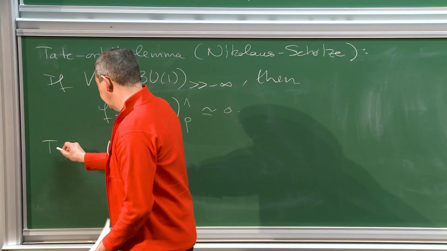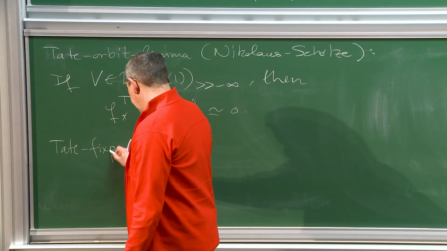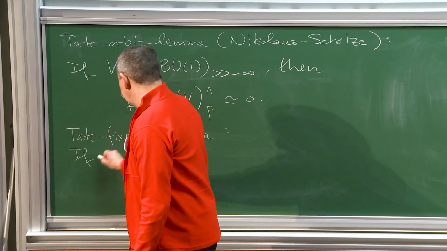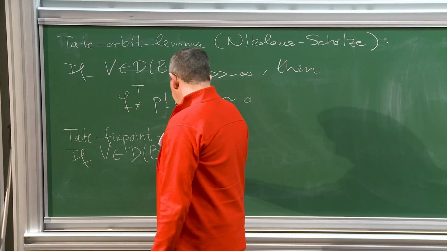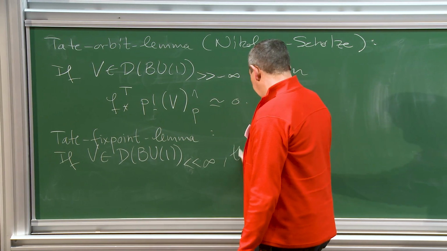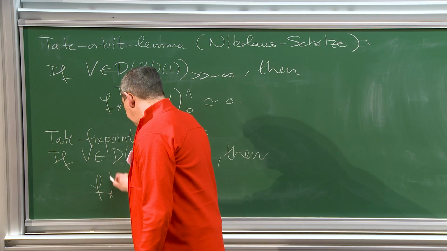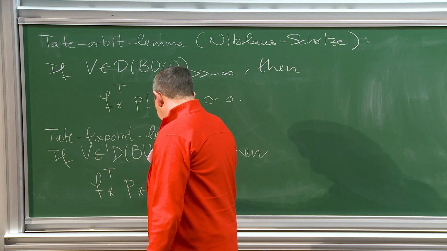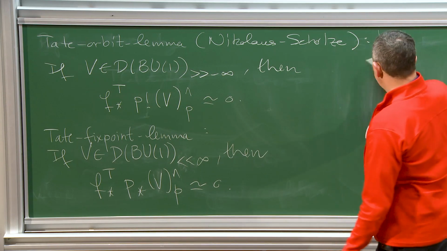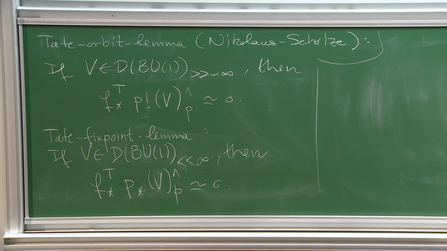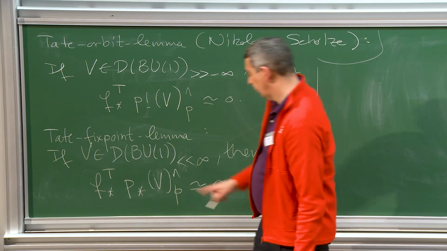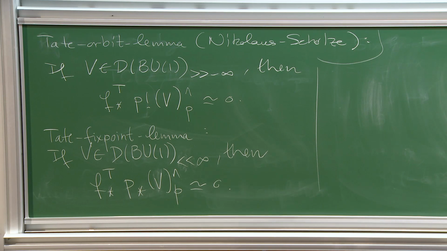And the Tate fixed point lemma says that if V is left bounded, then the analogous thing holds with p lower star. Like that. The orbit here is because this functor is called homotopy orbits, and this is called homotopy fixed points in this situation.